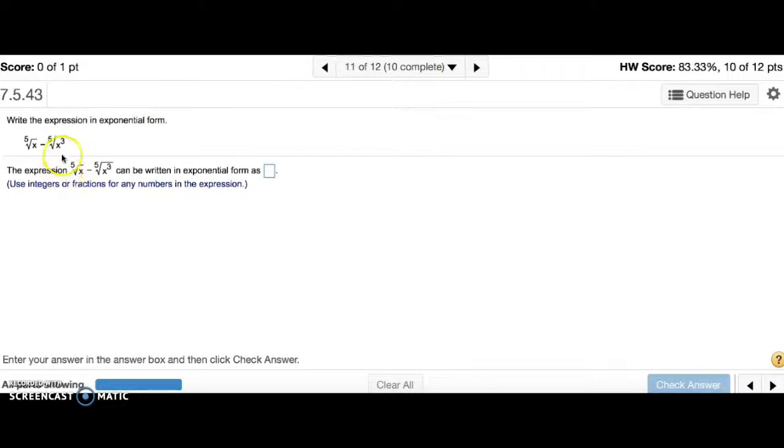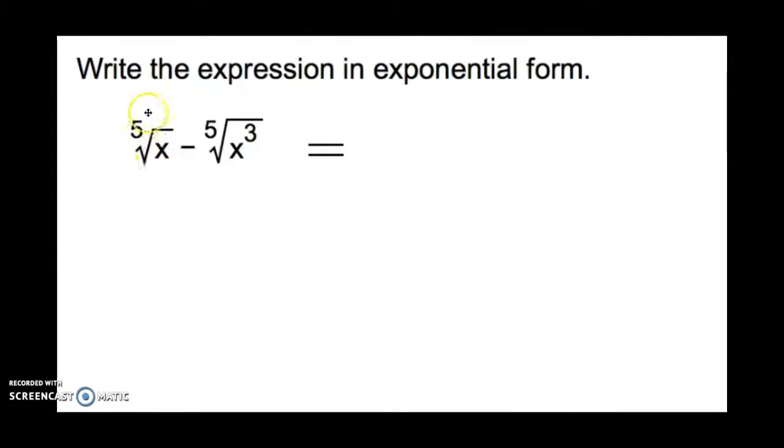Number 11 is just asking me to rewrite these in exponential form. So let's take a closer look at that. So rewriting the first term in exponential form, remember the numerator is the power, the denominator is the root. Now my root is 5, so that should go at the bottom. My power is going to just be 1 because we don't see this x being raised to anything. So we'll have 1 over 5 for the exponent. Remember though that there is a 1 there, we just don't see it. So we'll have x to the 1/5 for the first term.